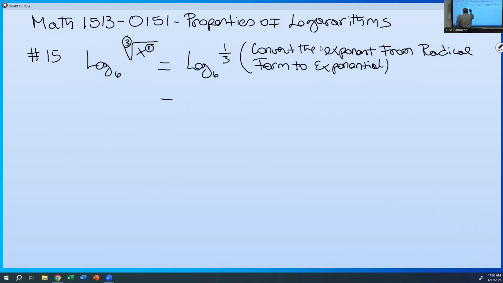And then my second step, I will use the power rule. So I will move the 1/3 to the front of the logarithmic expression. So I have 1/3 times the log 6 of x, with the x to the 1/3, sorry, I forgot the x. So 1/3 times the log 6 of x, and what we have done is use the power rule.